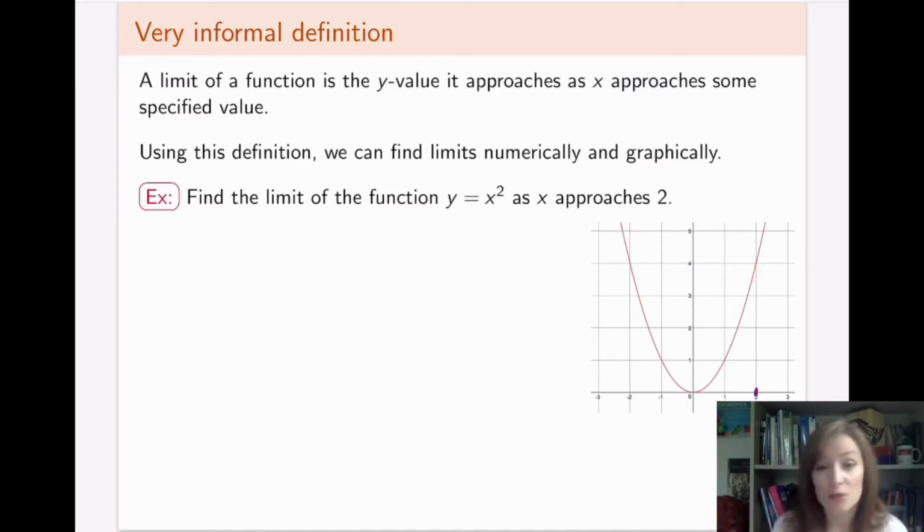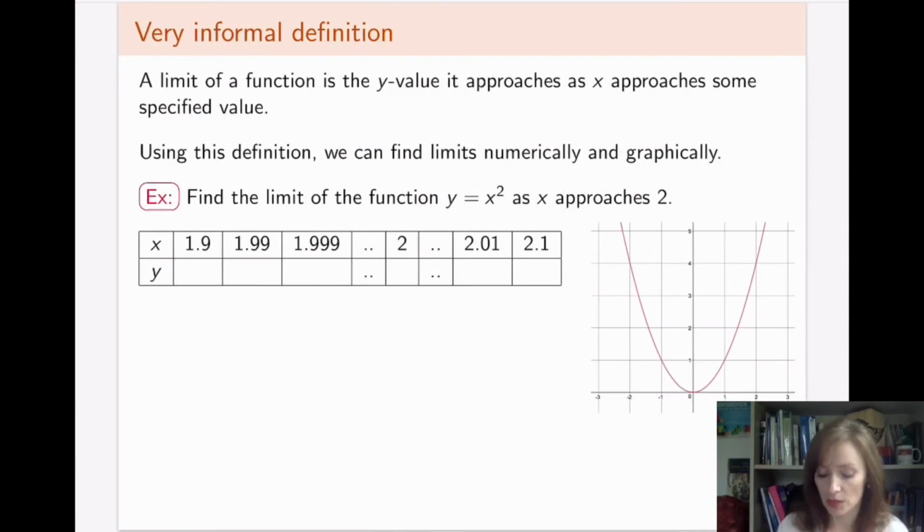Before we start plugging in numbers, we have to wonder what kind of numbers we are going to plug in. So as x approaches 2, what does that really mean? x has to be close to 2. Does it have to be close to 2 and less than 2? Or does it have to be close to 2 and bigger than 2? This doesn't specify that, so we actually have to consider both cases. So let's plug in some numbers here. My table here will specify the x values that are closer and closer to 2 but less than 2, and that are closer and closer to 2 but are bigger than 2. These are the x values that approach 2.